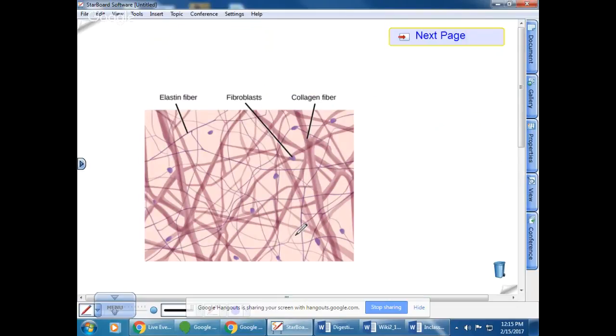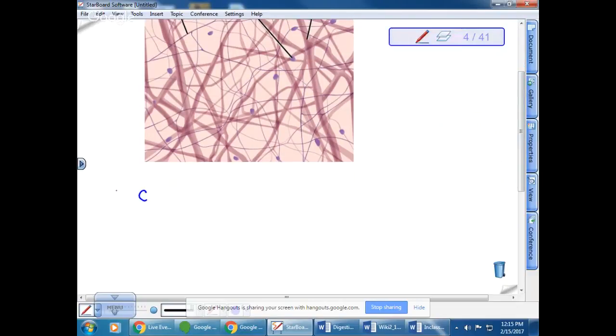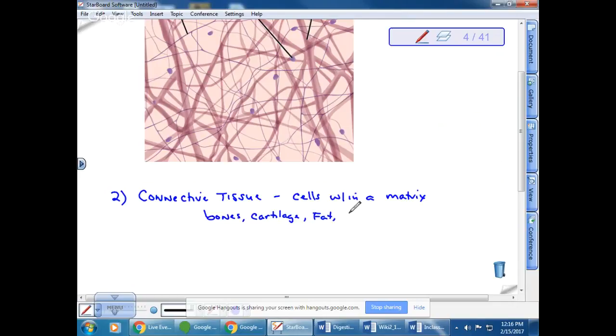Okay, so we also have connective tissue. So we have four different types of tissue. So this is connective tissue. This would be my second type of tissue. So connective tissue is very diverse, and it is characterized by cells within a matrix. So if we look at connective tissue, it includes bones, it includes cartilage, fat, it includes blood, tendons, okay, for example.